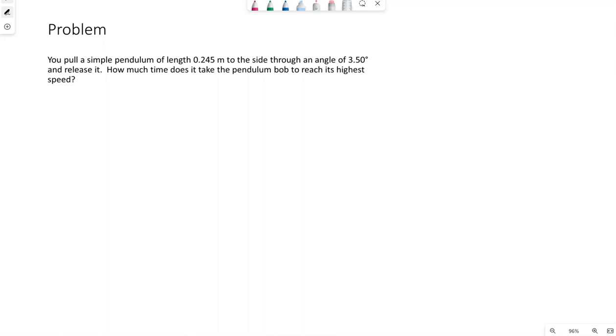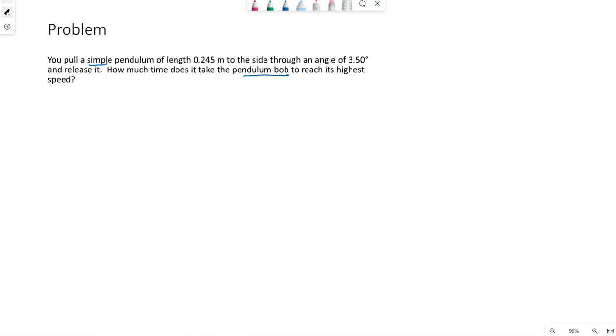Right, one more example problem. You pull a simple pendulum of length 0.245 meters to the side through an angle of 3.5 degrees and release it. How much time does it take the pendulum bob to reach its highest speed? Now, just FYI, pendulum bob means the mass at the end of the string.